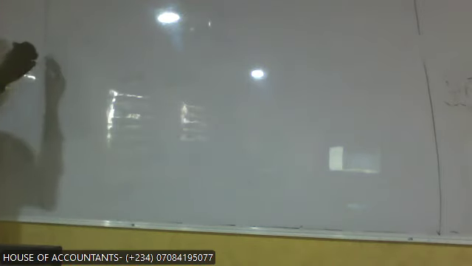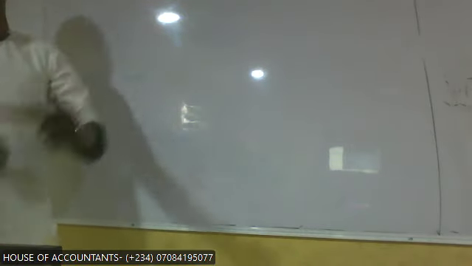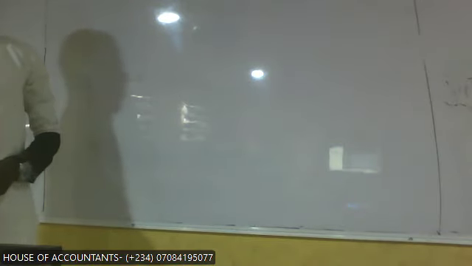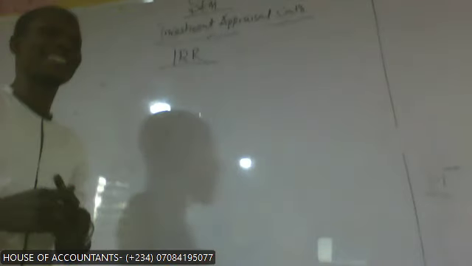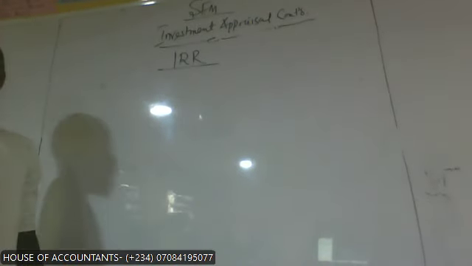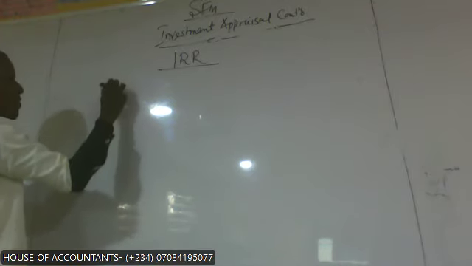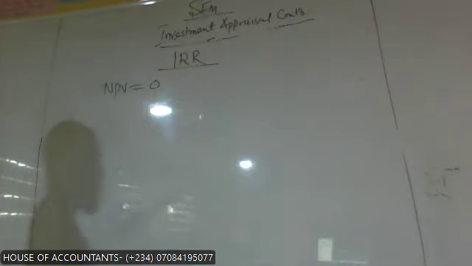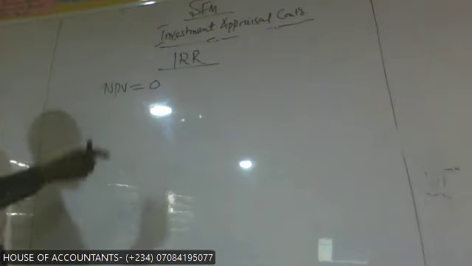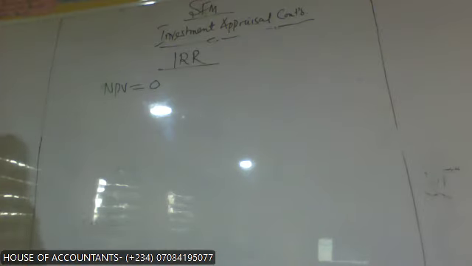Internal rate of return is another discounted technique that you can use to determine the profitability of a project or otherwise. So I'm asking, what is internal rate of return? Someone said when NPV is equal to 0. It's the rate that makes NPV equal to 0. Wow. So how do you explain that to me?